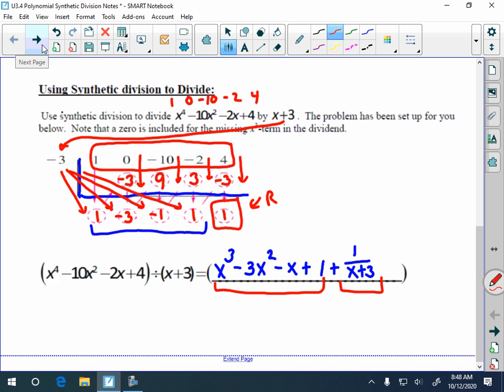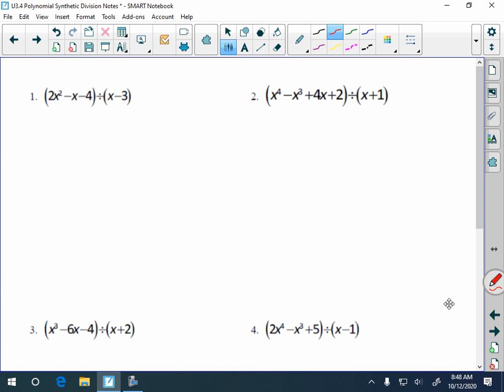All right, so let's go ahead and do some of these problems. All right, so again, you want to make sure that you change the sign of the binomial, and then look and see if you're missing any exponents, so you can put a 0 in as a placeholder. All right, so we're going to start with positive 3. Our coefficients are 2, negative 1, and negative 4. We're not skipping any exponents because it goes x squared and then x to the first and then the constant term.